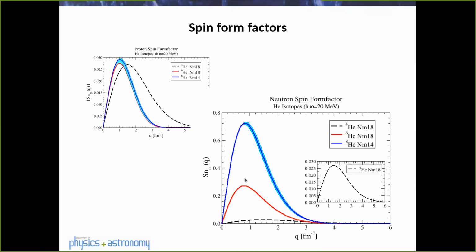This is helium-6, it's the red one, and helium-4 with the h bar omega dependence band, and helium-8 is the blue one. One of the things you see here, for helium-6, 2 neutrons are added into the p shell. Yes, and I mean it's not just 2, but it's the neutrons that carry the spin information. Then I put on 2 more neutrons, and I get helium-8. And again, it more than doubles.